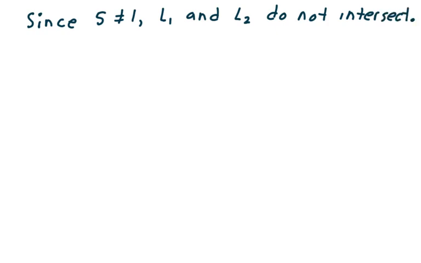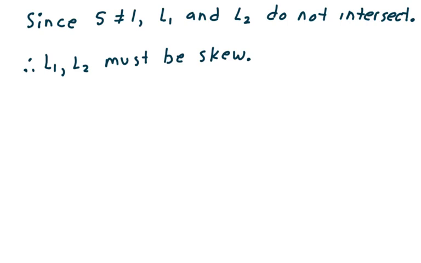And so we just showed that L1 and L2 are not parallel. L1 and L2 do not intersect. And therefore, the lines L1 and L2 must be skew. And that's how we do problem number 19.